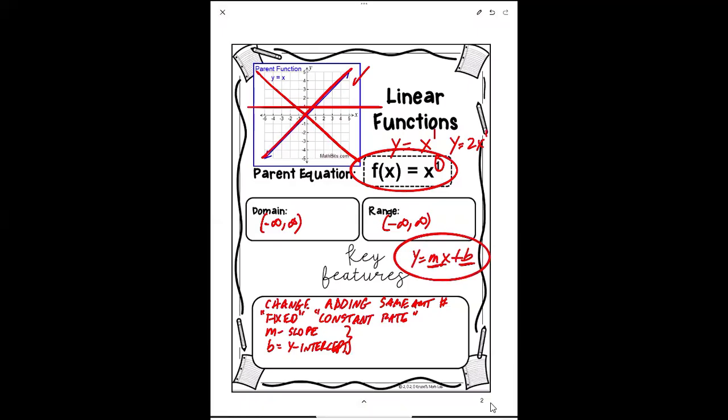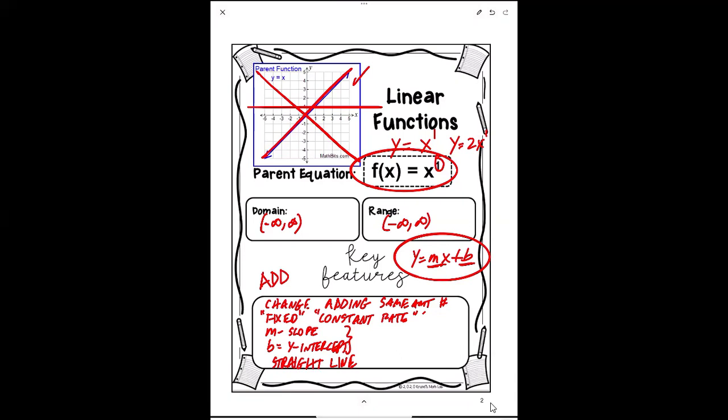Again, linear functions are straight lines. Another way of saying that is they change by the same amount. So the key is you add the same number every time you increase the x value by 1. It's changing by adding the same number.